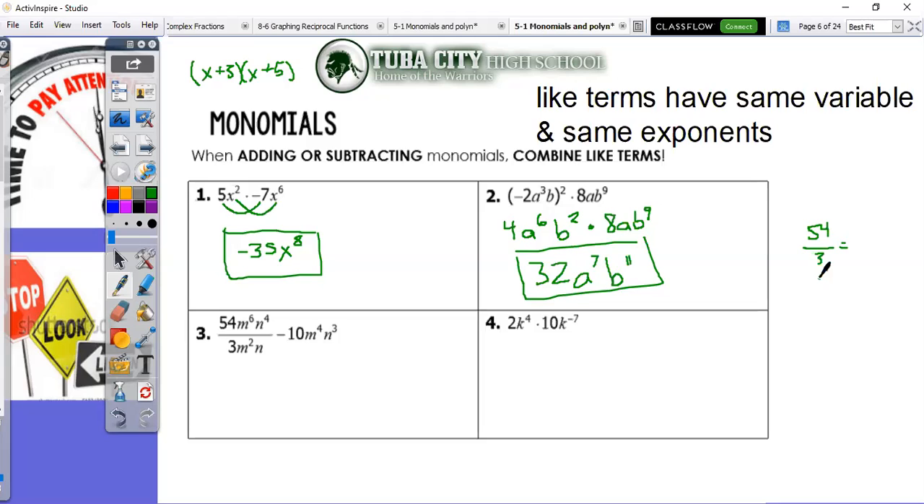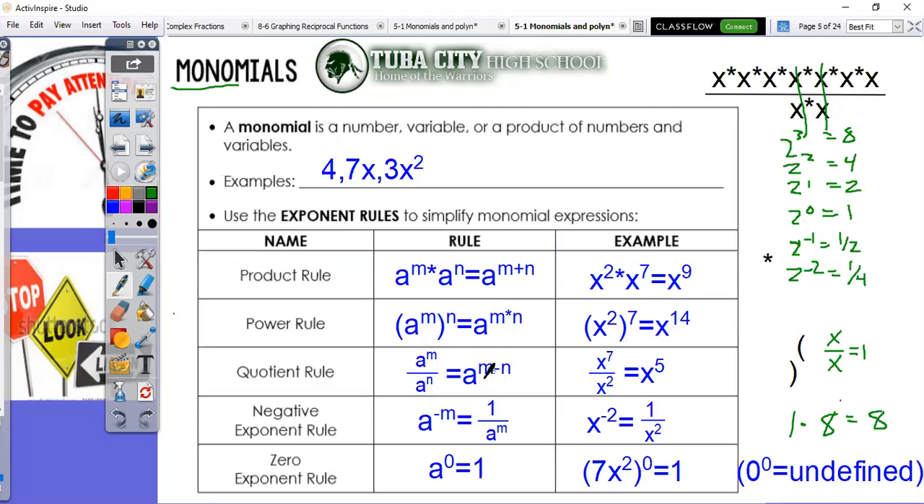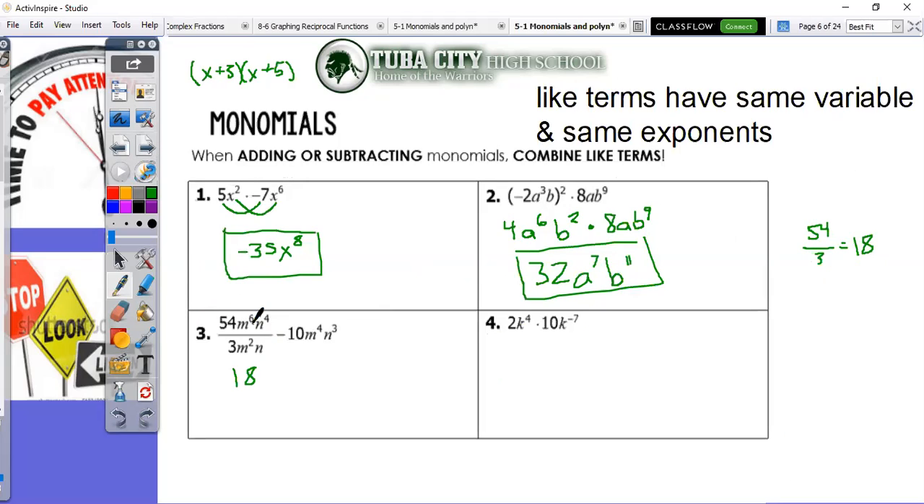In this case here, 54 can be divided by 3. 54 divided by 3 is 18. So I'm going to go ahead and put 18 here, and here I have m to the 6 divided by m to the 2. But again, we have to subtract the powers when we use the quotient rule. So subtract that power, 6 minus 2, we get 4. So m to the 4 power.